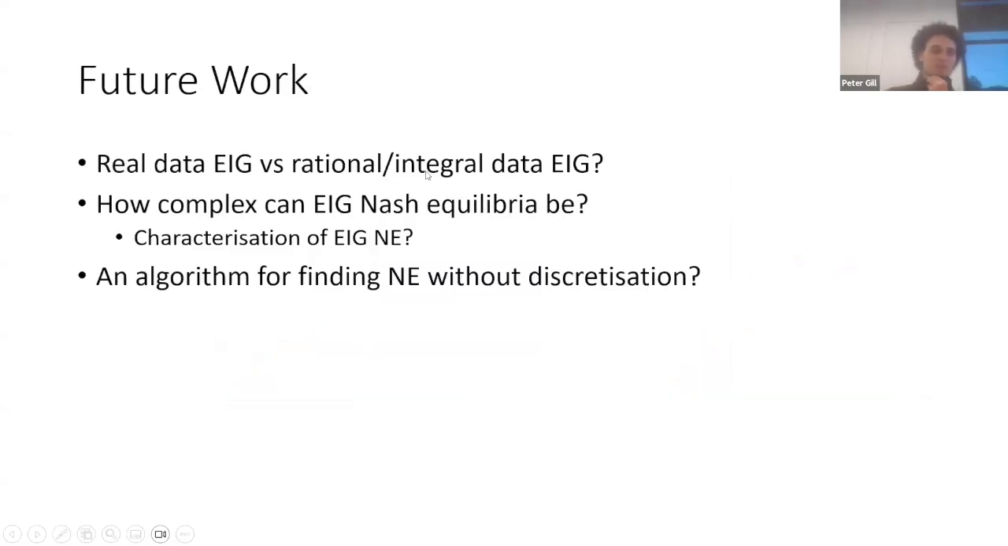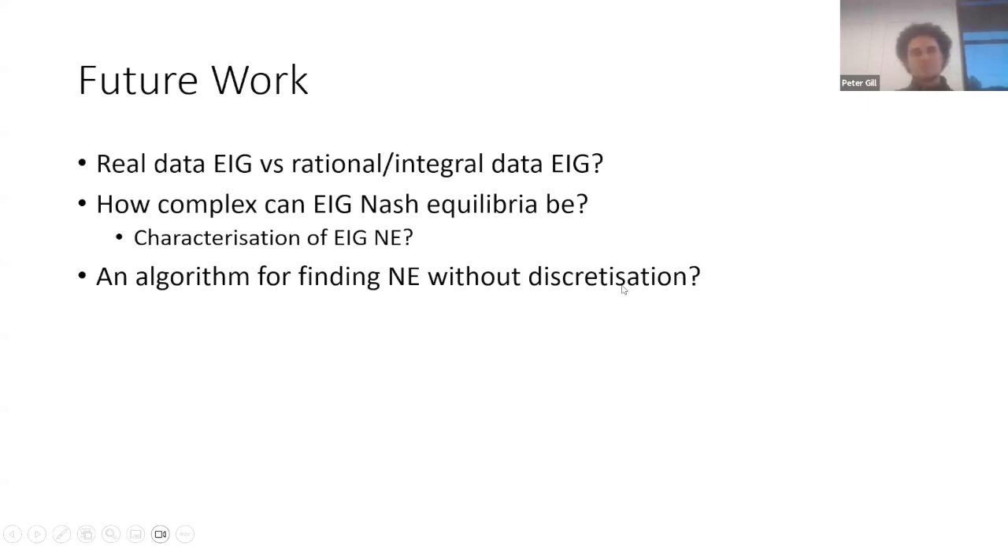And so future work. I didn't really talk about how real data EIG fits into this. We know classical network flow problems, like the Ford-Fulkerson algorithm, can get a bit hairy with real data network flow instances. And also, how complex can these Nash equilibria be? But also specifically, can we actually find a neat mathematical characterization of escape interdiction game Nash equilibria? And also, on top of that, can we find an actual algorithm without the discretization?